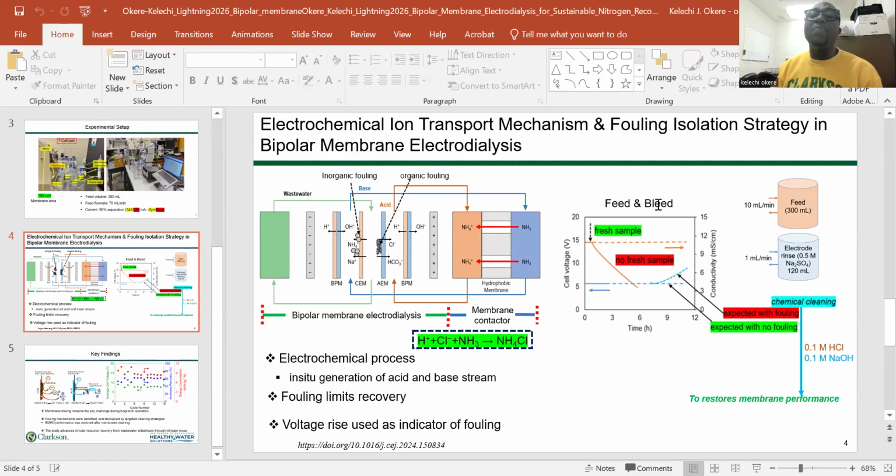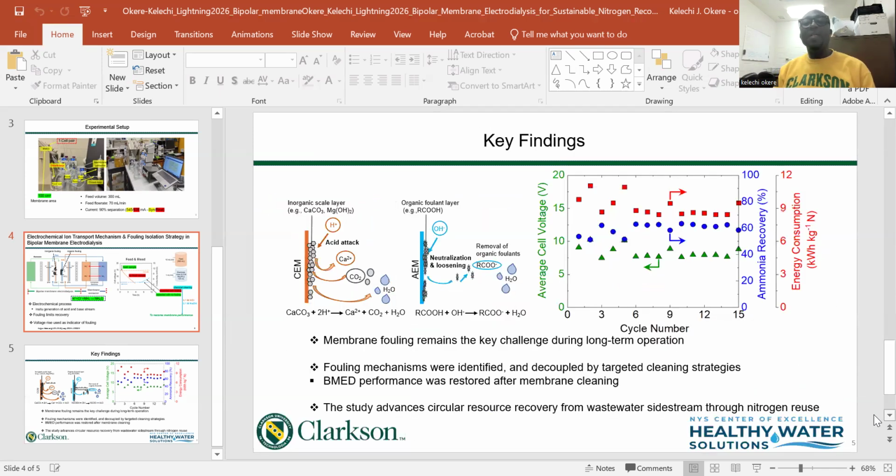So what we did, we developed a protocol called feed and bleed. In this feed and bleed, we introduce fresh sample into the system and remove depleted sample of the same volume from the system. So this keeps the conductivity quite consistent. So the voltage rise after this is associated with membrane fouling. And after that, when we see that, we do chemical cleaning. After that chemical cleaning, we expect to see restoration of the membrane performance.